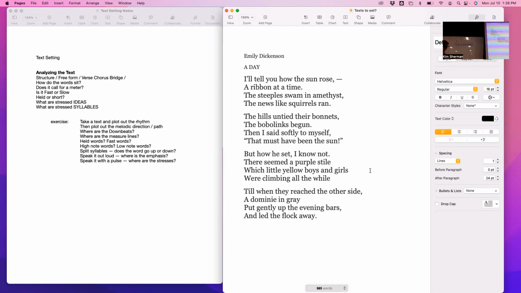All right, let's plot it out rhythmically. After, I'll tell you how the sun, how long is that? It could be a half a bar. Could be a half bar. I think that makes sense. The second line is shorter too.